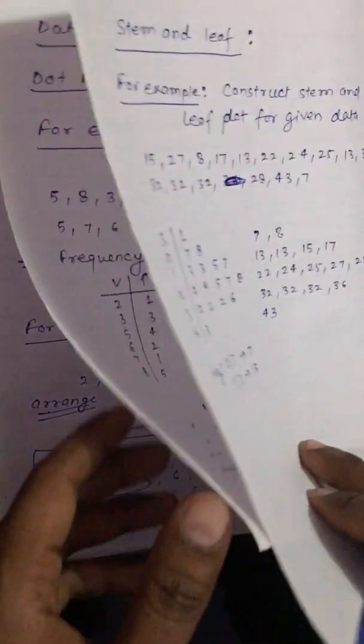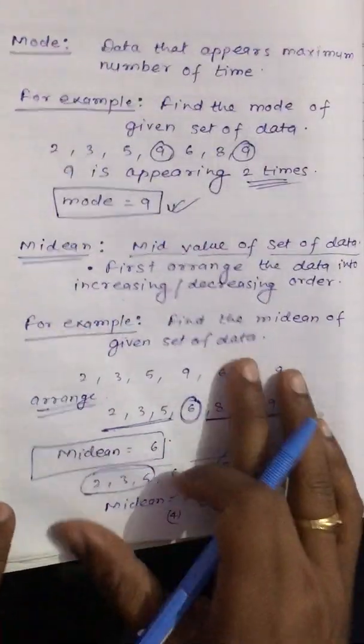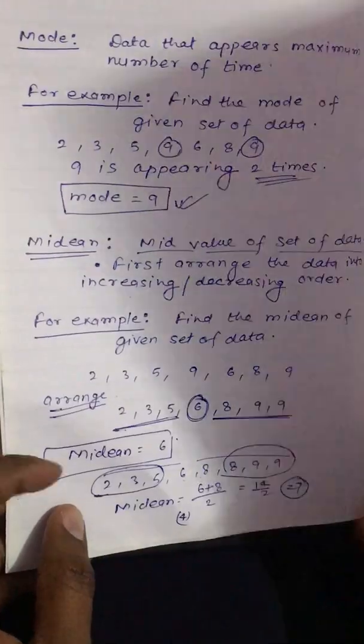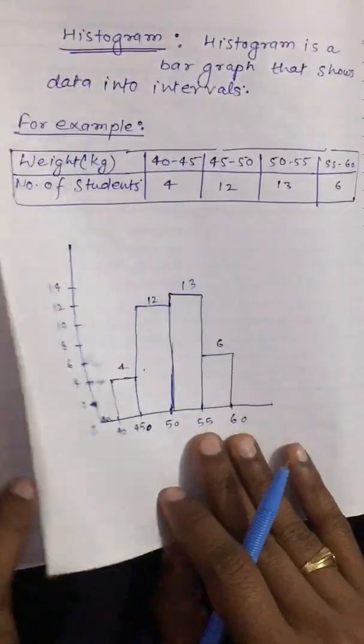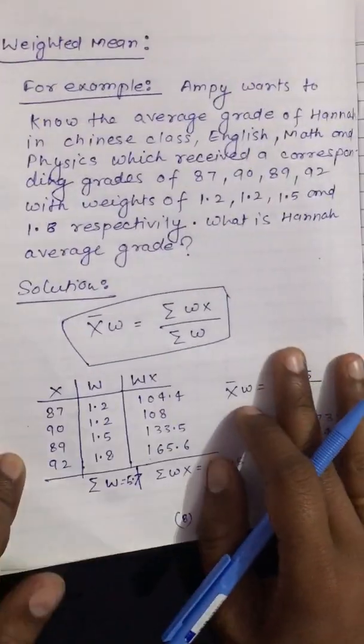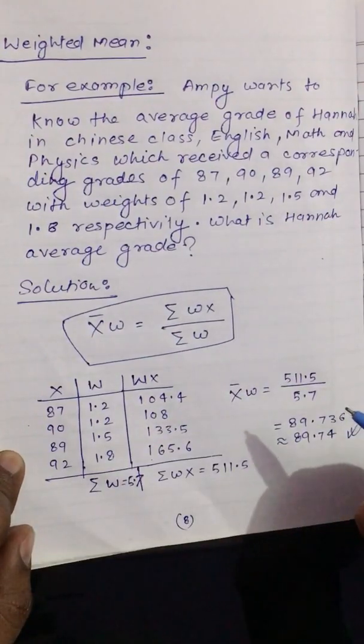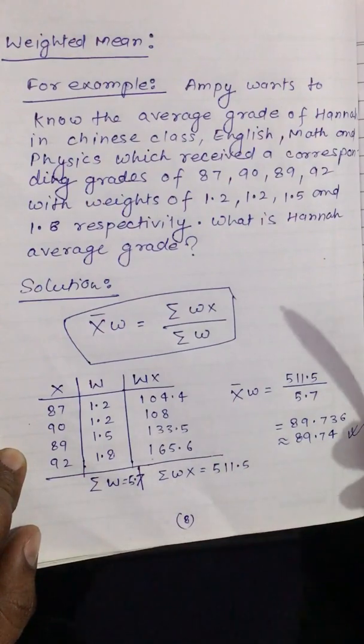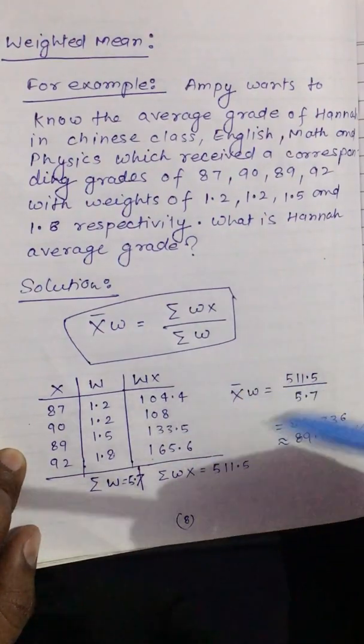Now let's talk about one more thing that is called weighted mean. What is weighted mean? It's the same as arithmetic mean, but in this case frequency is given. Sometimes frequency, sometimes weight is given.